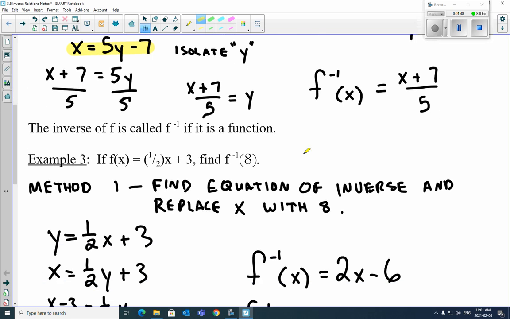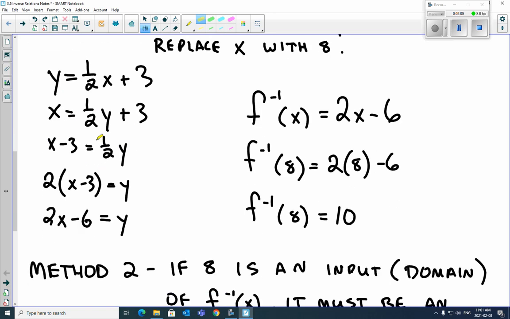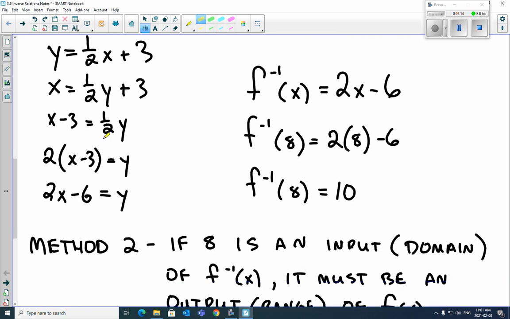Okay. So example number 3, if we have f of x equals 1/2 x plus 3, find the inverse if we plug in an 8. So there are 2 ways of doing this one, and you can pick whichever method you want when you're doing a question like this. Probably the best way is to take the original function, y equals 1/2 x plus 3. Switch the x and the y. Then we have to isolate y. So we just work through, move the 3, and then multiply both sides by 2. So we end up with 2x minus 6 equals y. Now, again, don't leave it in this form. You should always write it as f of -1 of x equals 2x minus 6. So now we have the inverse.